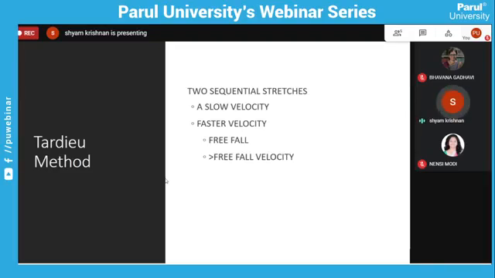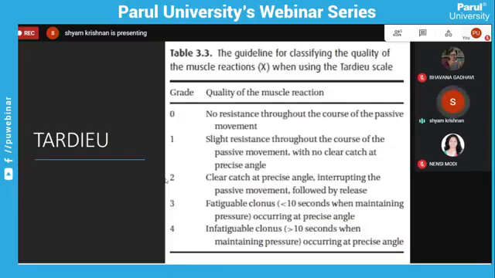The first thing is basically you're going to rate the quality of resistance which is offered to you. Okay, so it is rated on this particular scale, where 0 is no resistance and 4 is basically infatigable clonus occurring at a precise angle. So you're essentially going to rate, first and foremost, the quality of resistance you're going to feel.